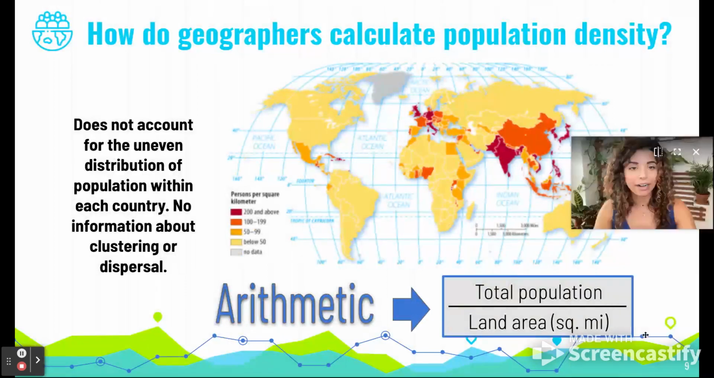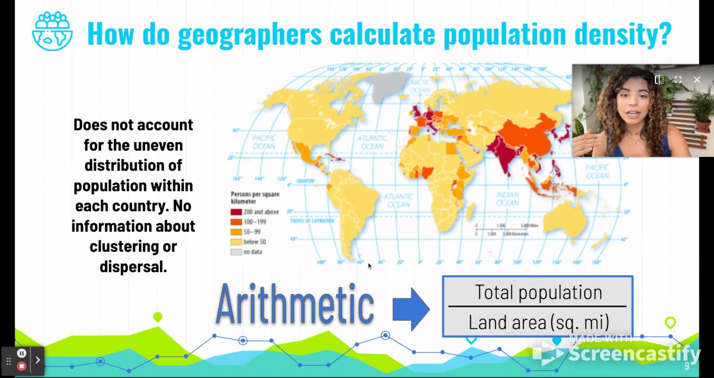So taking a look at arithmetic first. Arithmetic, this is probably the most generic, general way to measure population density.